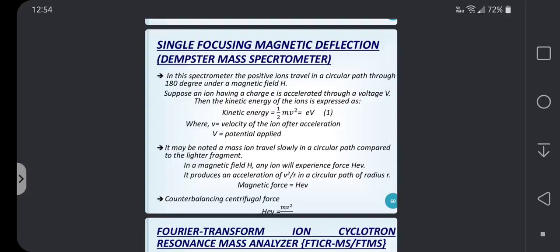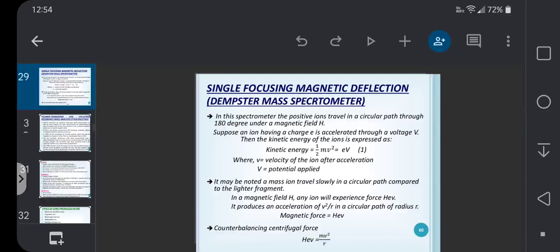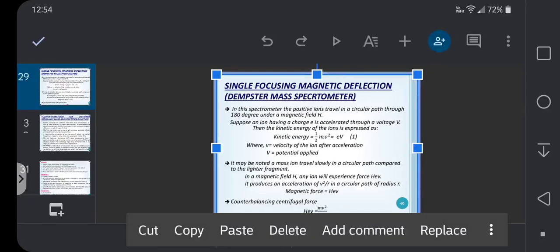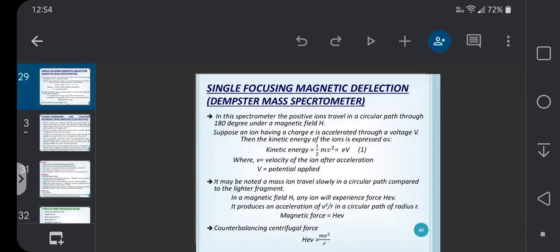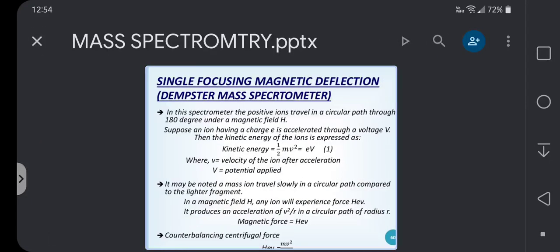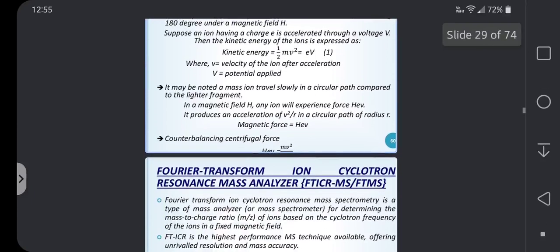In a magnetic field H, any ion will experience a force HeV. It produces an acceleration of v square by r, in a circular path of radius r. Magnetic force is equal to HeV. Single focusing magnetic field deflection, Dempster mass spectrometer.